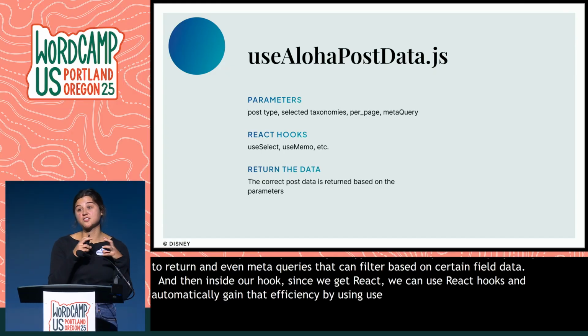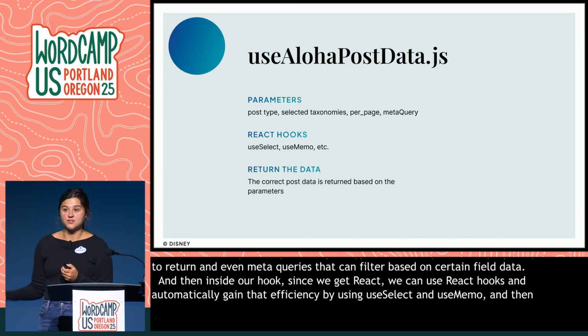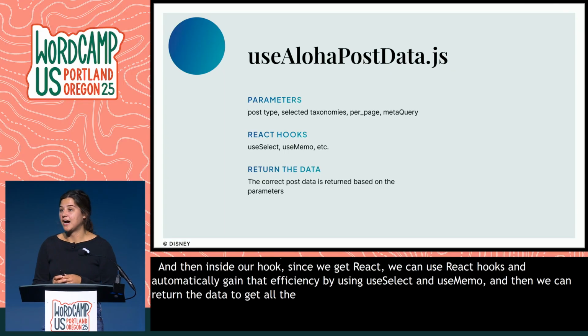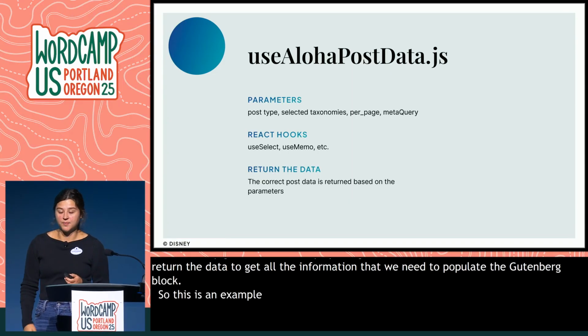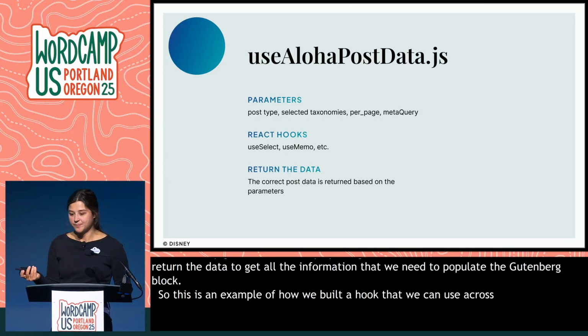And then finally, we're able to return that correct post data to the front end, to that custom editor component that we built, and get all of the posts that we need to populate the Gutenberg block. So this is just a little bit of an example of how we built a hook that we could use across all of our blocks. And yeah, I just wanted to take a second to talk about that before we go on.